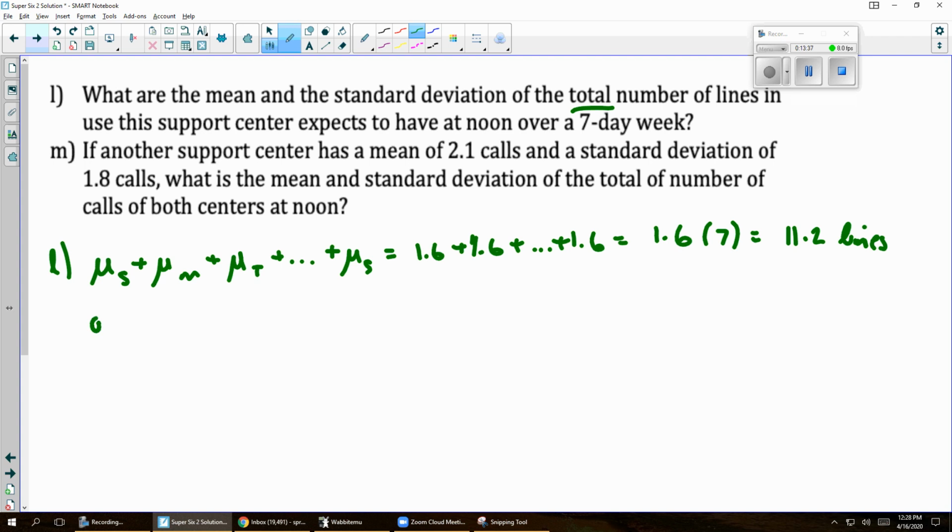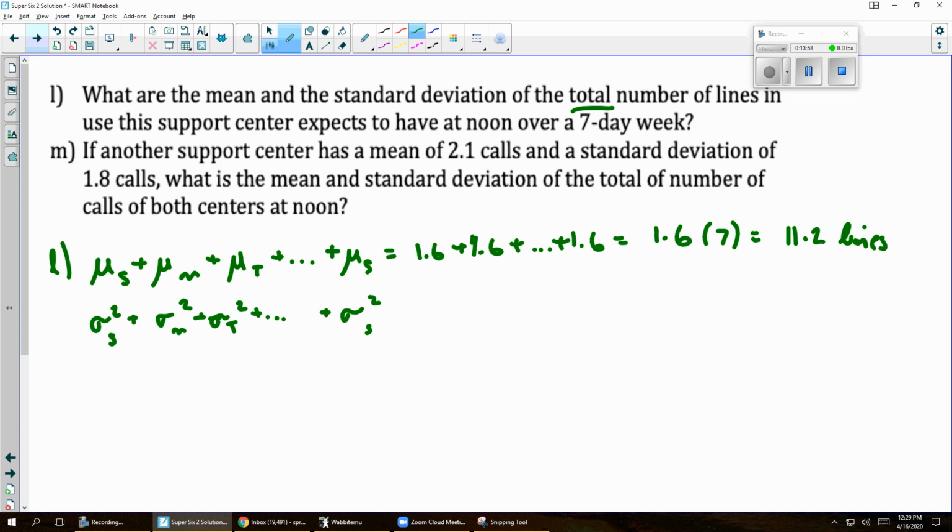It also wanted me to find the standard deviation. This one's a little trickier. So I've got the standard deviation of Sunday and the standard deviation of Monday and the standard deviation of Tuesday and the standard deviation of Saturday. But I can't add standard deviations. I can, however, add variances if the days are independent of one another.